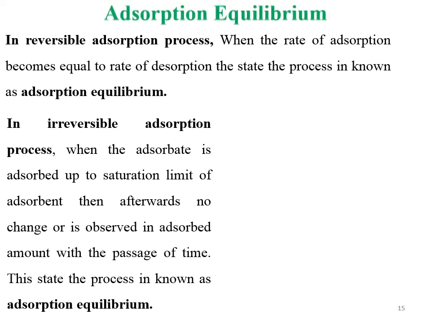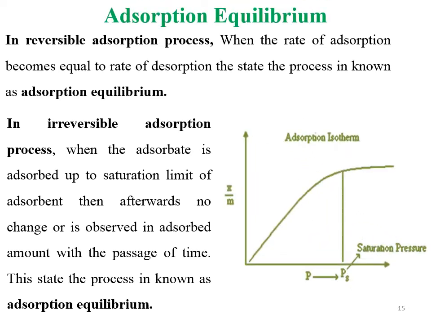Adsorption equilibrium. In reversible adsorption, when an adsorbate starts to adsorb on the surface of an adsorbent, initially its rate of adsorption is greater and rate of desorption is slow. However, with the passage of time, rate of desorption also increases. When rate of adsorption becomes equal to rate of desorption, that state of the process is known as adsorption equilibrium, and this type of adsorption equilibrium is also named dynamic adsorption equilibrium.